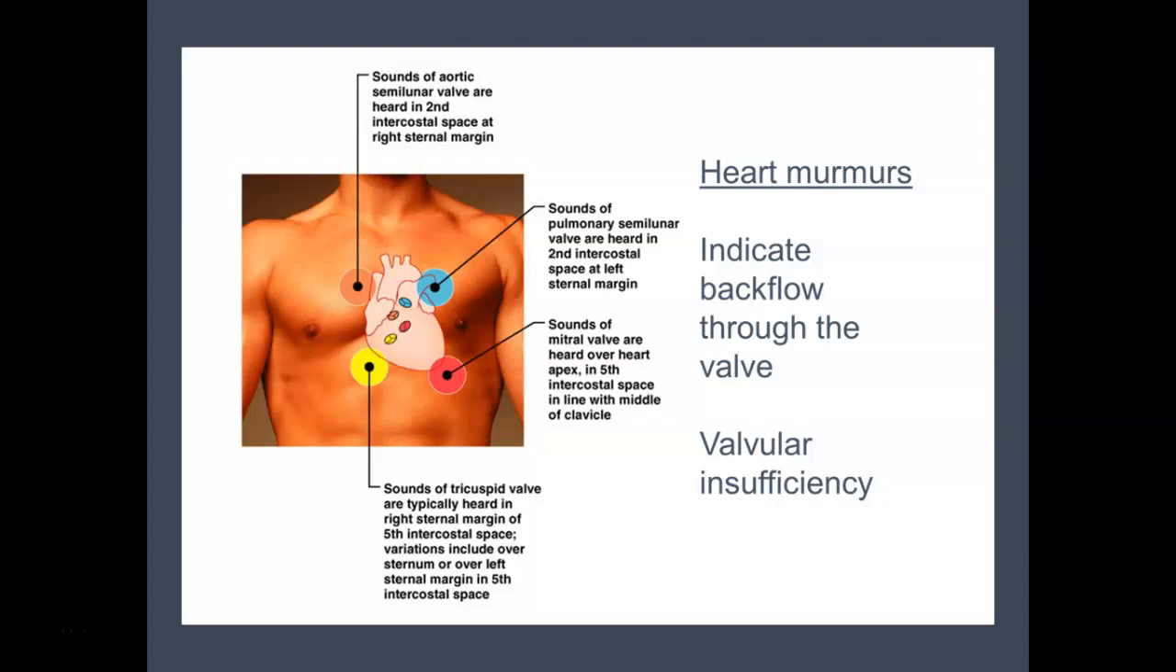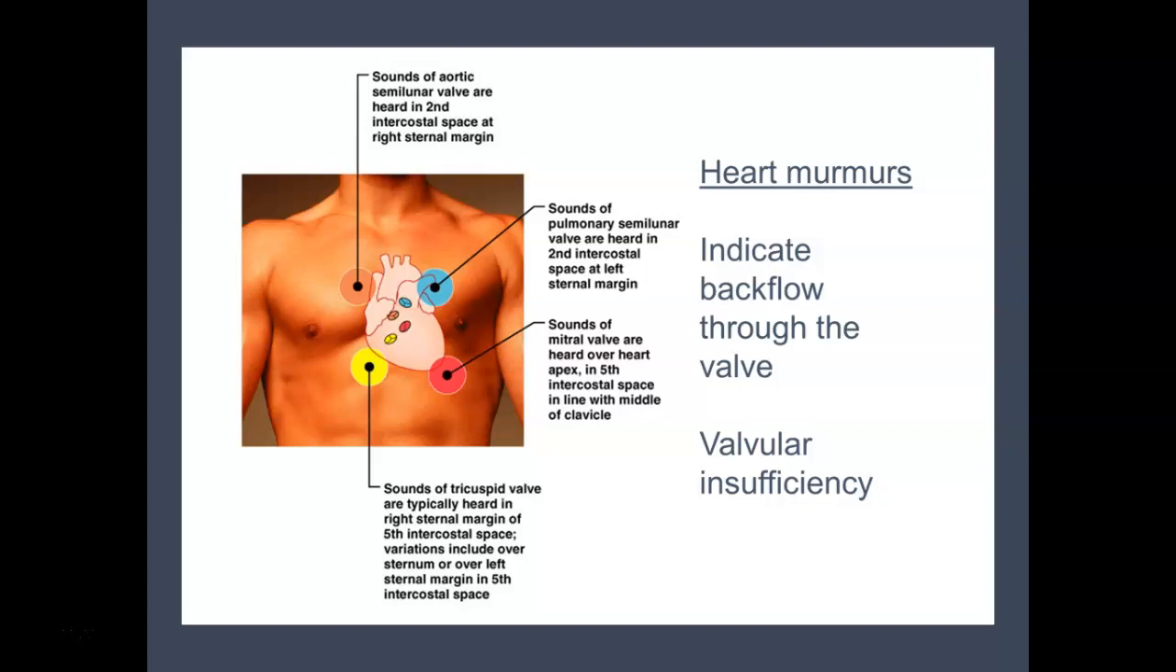But if you want to listen to each valve, perhaps you suspect that there's some congestion or there might be a murmur, so you've got sort of a gurgling or swishy sound. Well, we need to determine which valve is insufficient in its functioning. So by using particular spaces, we can hear these valves best.